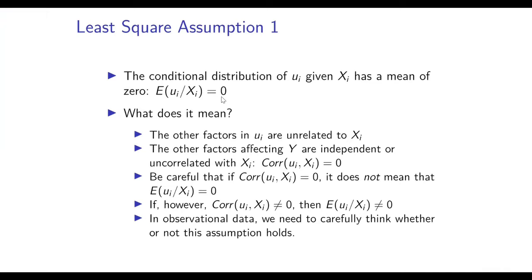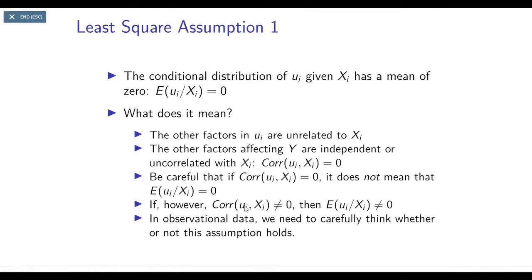This assumption also implies that the other factors in the residual are uncorrelated with x. Because if the correlation is not equal to 0, then the expected value of u given x should not be equal to 0. You can think of it as u given x is not random anymore, and hence these two should be correlated.